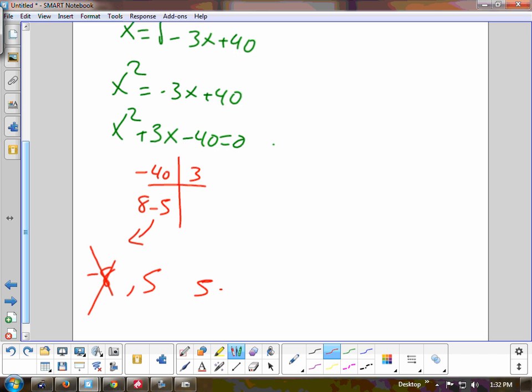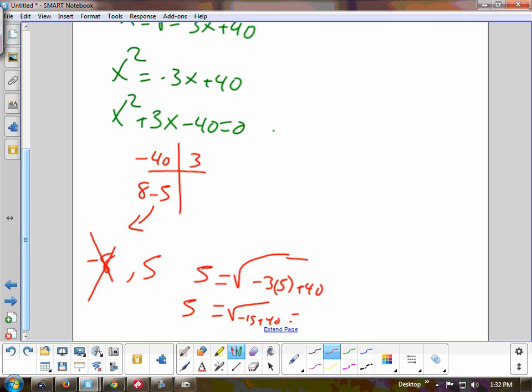Is 5 equal to radical negative 3 times 5 plus 40? So basically, is 5 equal to radical negative 15 plus 40, which turns into 25, and that checks. So your answer is x equals 5.